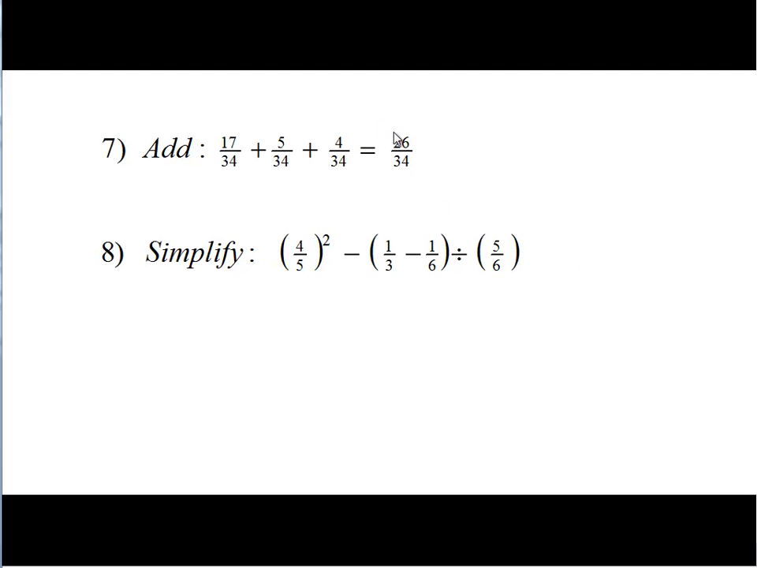Okay, these are both even numbers. 2 times 13 is 26. 2 times 17 is 34. You can cancel the 2's, get 13 17ths.